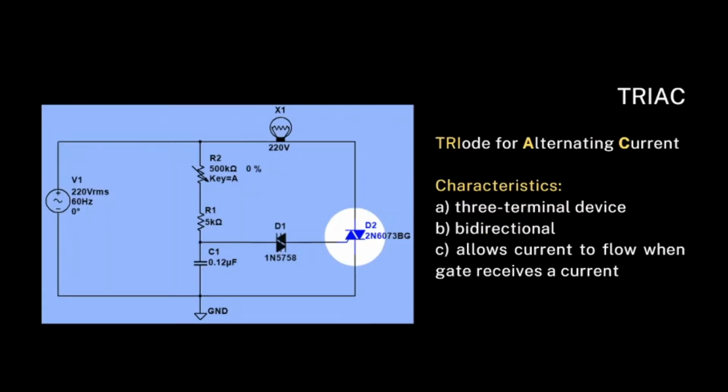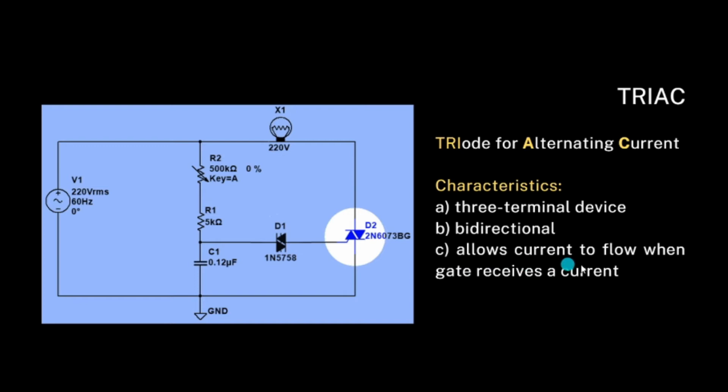Now for the next bidirectional thyristor, we have what we call the TRIAC, or triode for alternating current. This is the TRIAC now on the circuit, and it is a three-terminal device, meaning it has three terminals. We have this terminal connecting it to the DIAC, this other terminal connecting it to our load, the lamp, and this other terminal which is connected to the ground. Still, this is a bidirectional device, meaning it can allow flow on either of the half cycles, whether positive or negative.